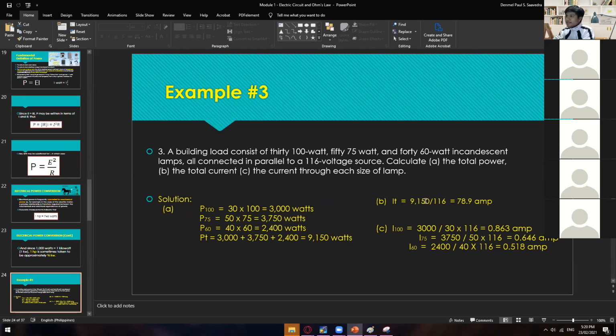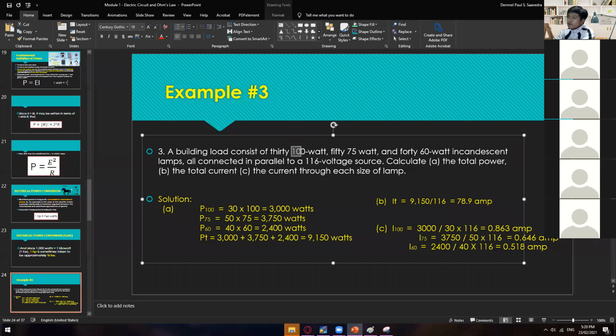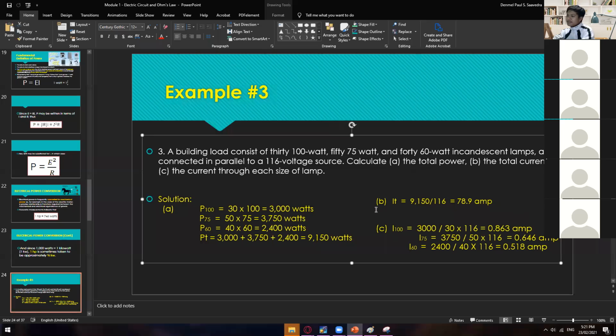All right then, so let's have this example number 3. A building load consists of 30 100-watt, 50 75-watt, and 40 60-watt incandescent lamps. All of them are lamps with different wattages, all connected in parallel to a 116 volt source. We have three questions. Calculate the total power. For letter B, the total current. And for letter C, the current through each size of lamp. As you can see right here, we already have the solution.